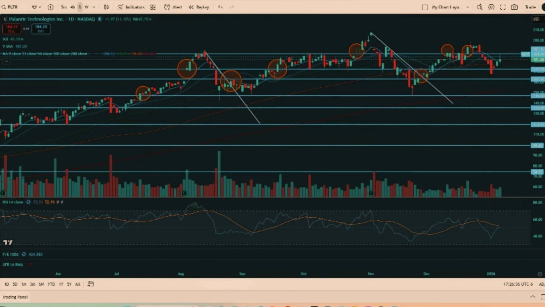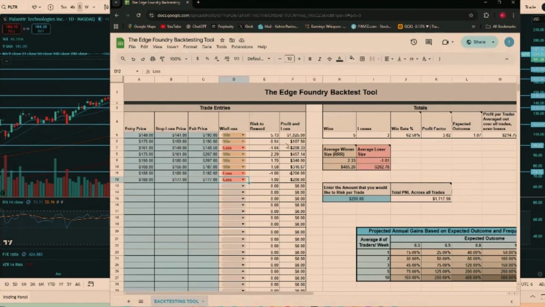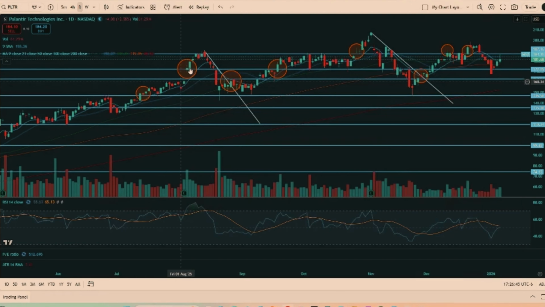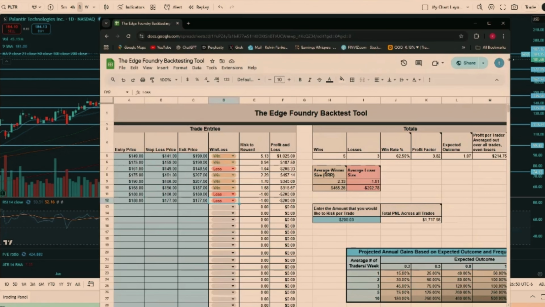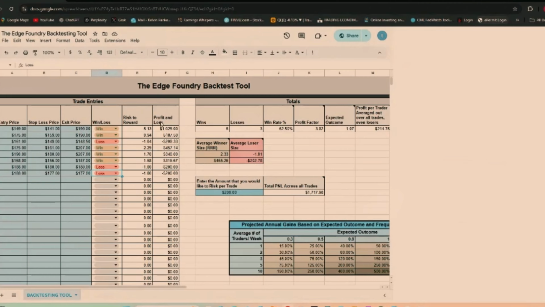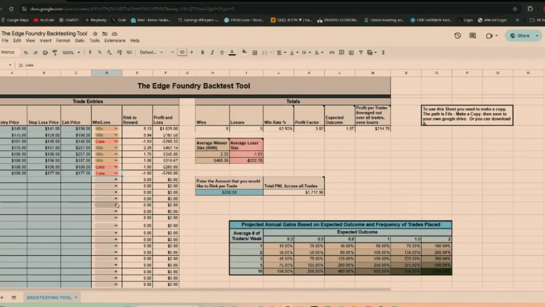So I went ahead and recorded a bunch of these trades already. I basically recorded all of the occurrences that happened. So I'm going to go ahead and we can take a quick look at this.